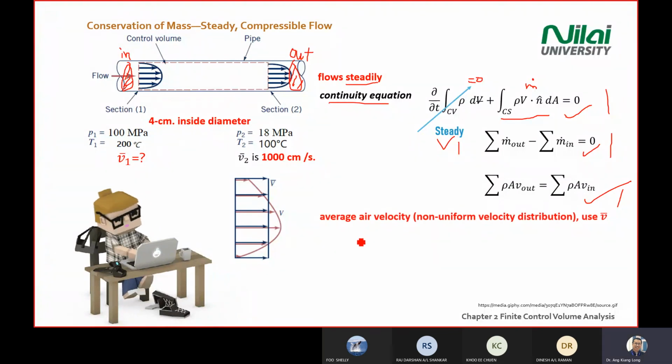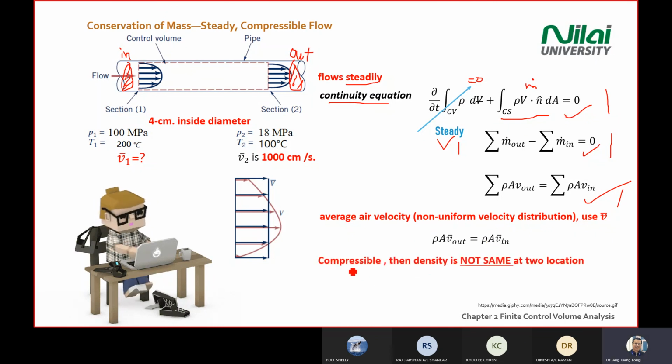So we have an average velocity here, which is the v hat. We have a v hat at number 2 here, which is 1000 cm per second. So straight away we can equate the two equations here. Just a side note, in this case, because your pressure and temperature are different in the two sections inside the pipe, it falls under the compressible case, and the density will not be the same. So you cannot cancel the density like what we did in the previous example.